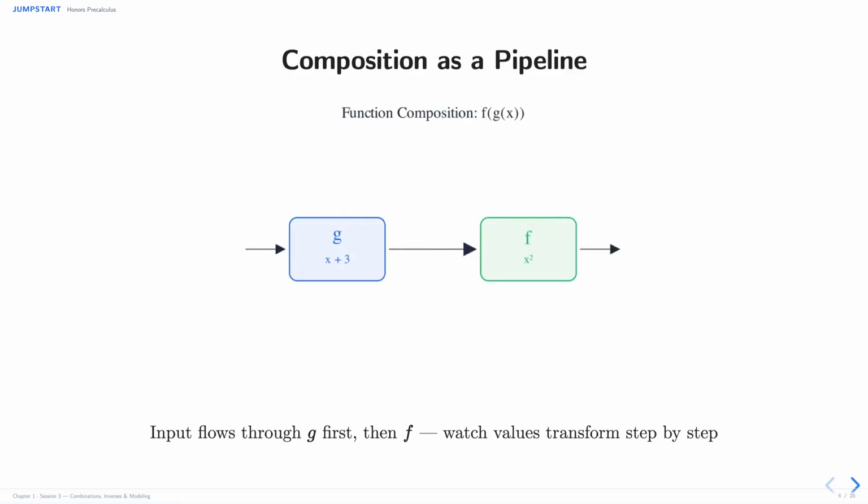Imagine composition as a pipeline. The input flows through the g function first, and then the output from g feeds into the f function. For example, if g of x equals x plus 3, and f of x equals x squared, then starting with an input of 2, g gives us 5, and then f gives us 25. Thus, the composition of f and g at 2 results in 25.